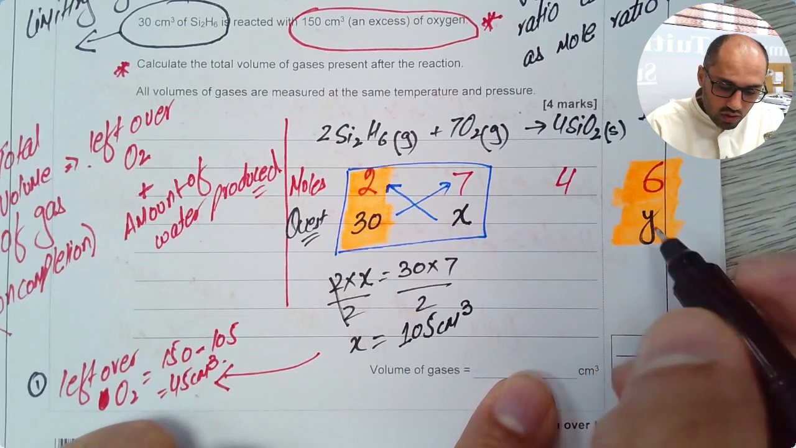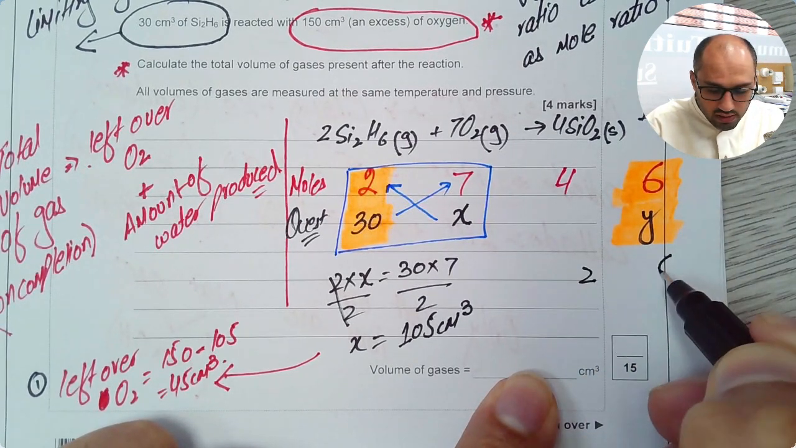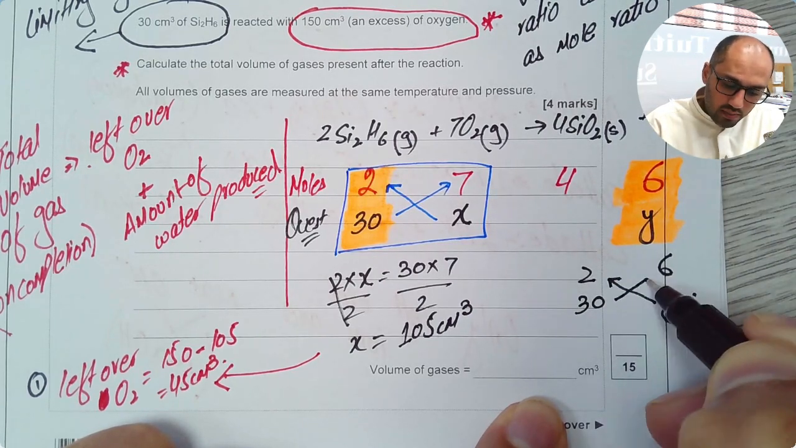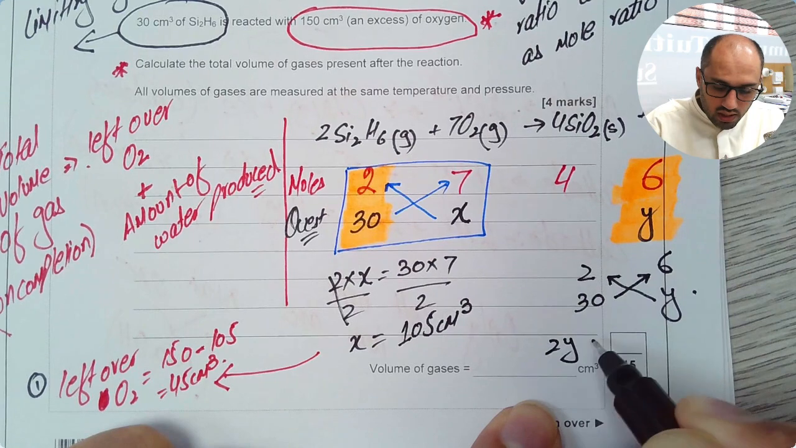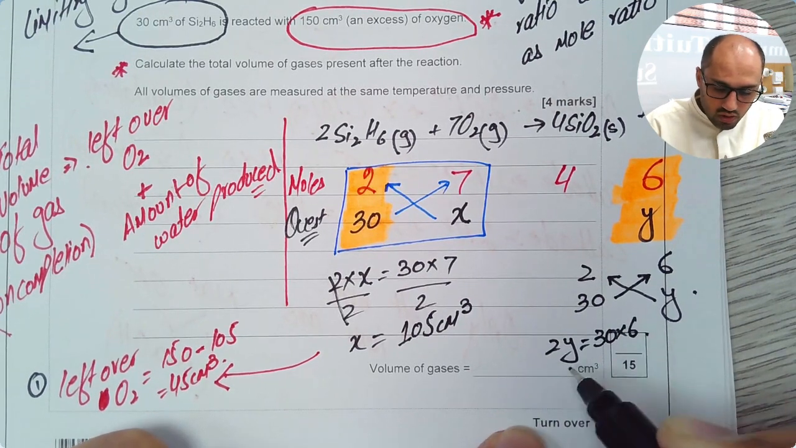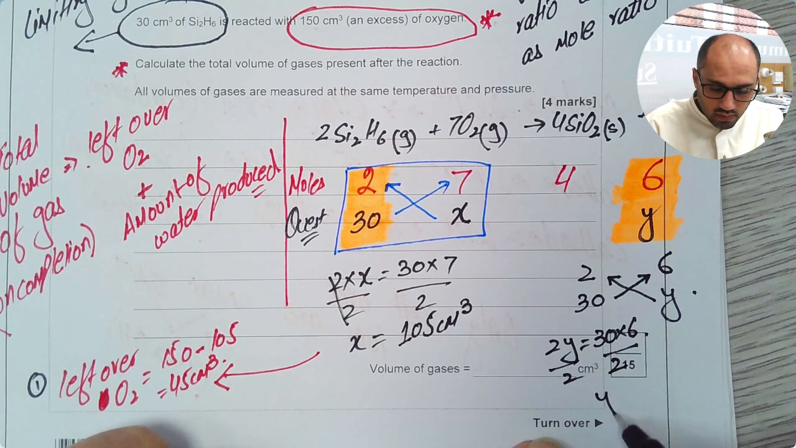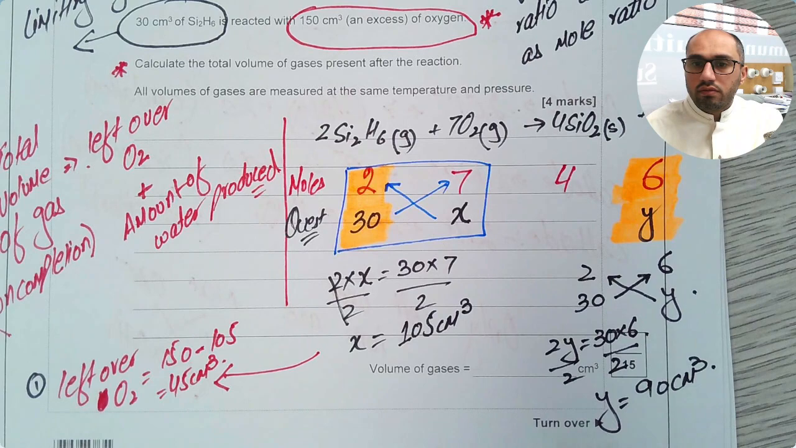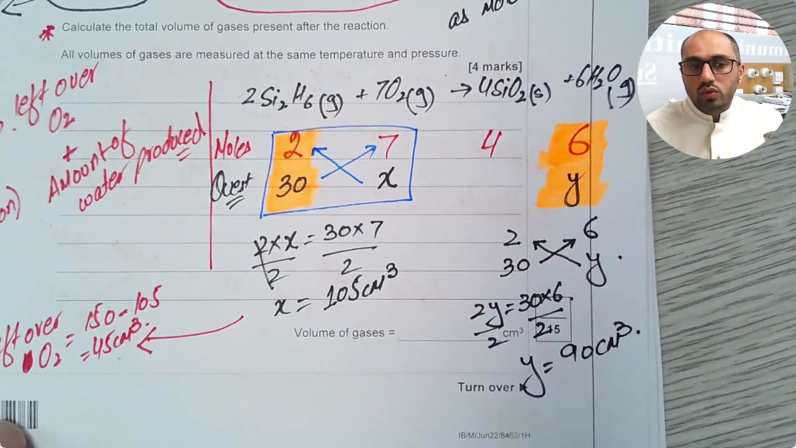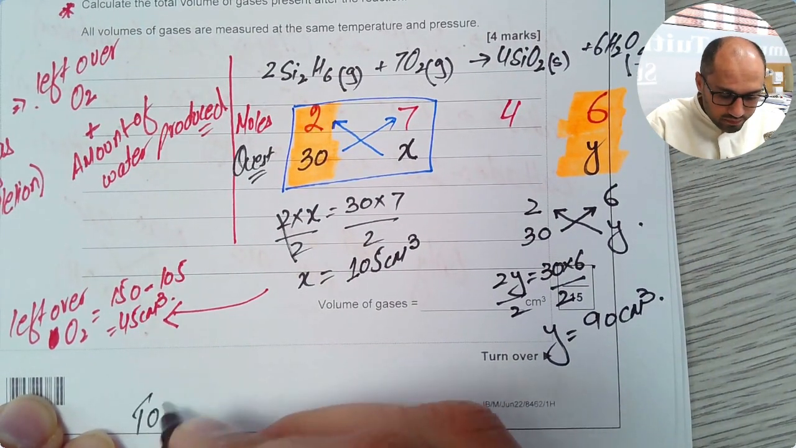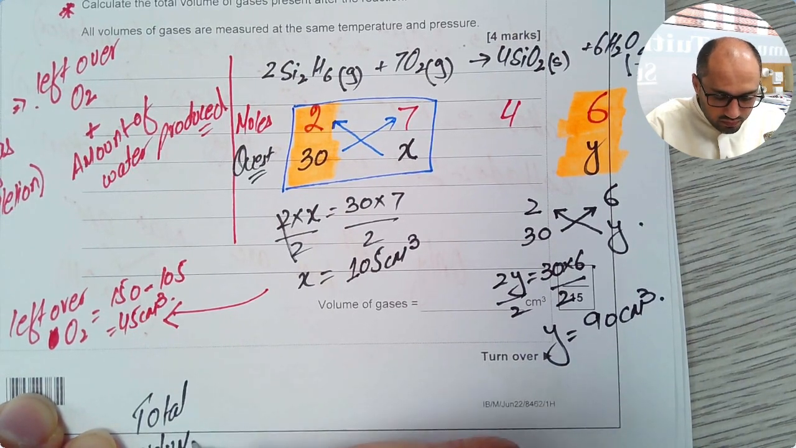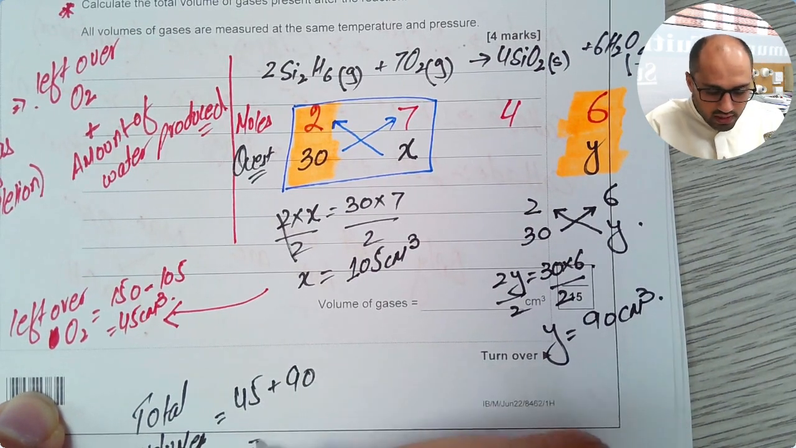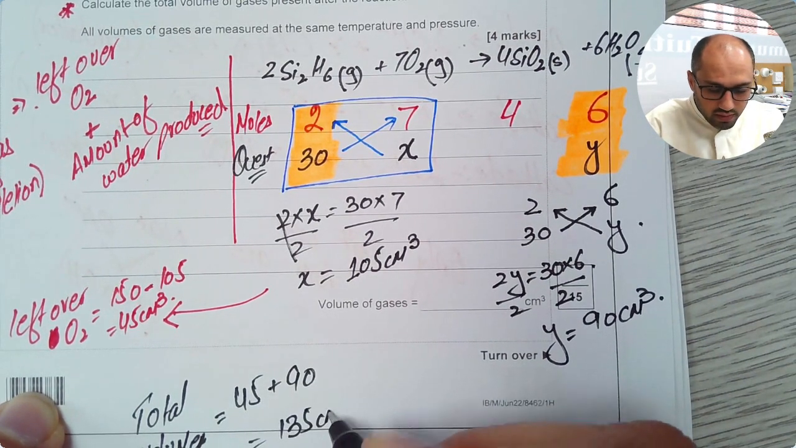I'll do the same thing. This time it will be 2 and 6, 30 and Y. So can you cross multiply them? You will end up with 2Y equals 30 times 6. We divide both sides by 2 and we'll end up with Y being equal to 90 centimeter cube. This is the volume of water or steam produced. So the total volume will be 45 add 90, and that gives you 135 centimeter cube.